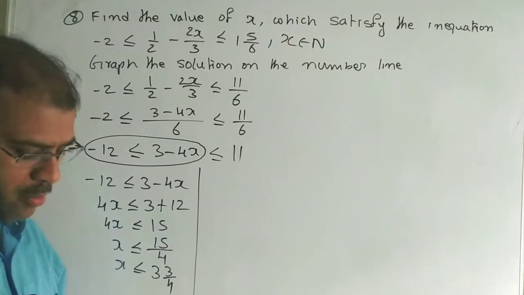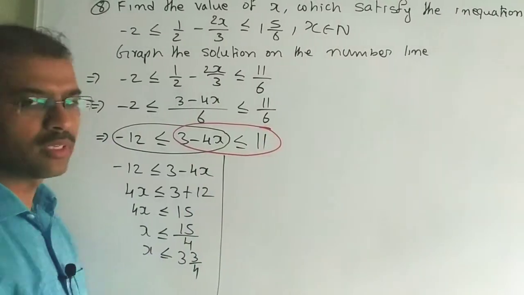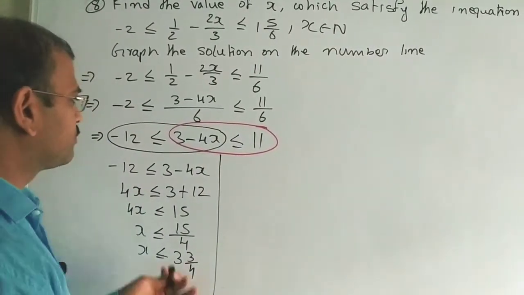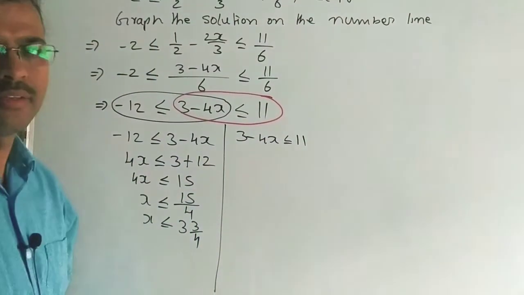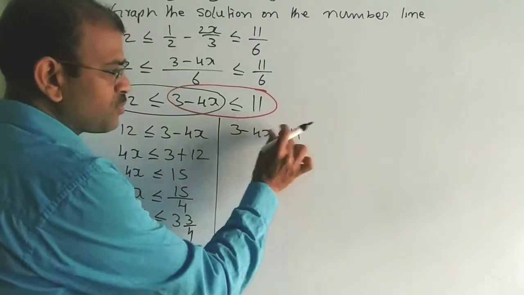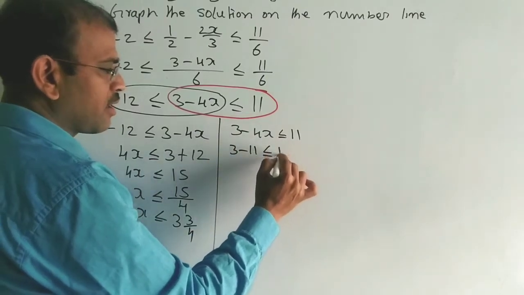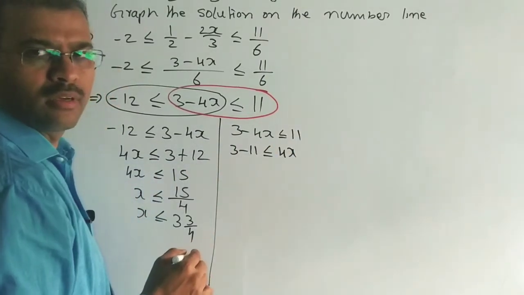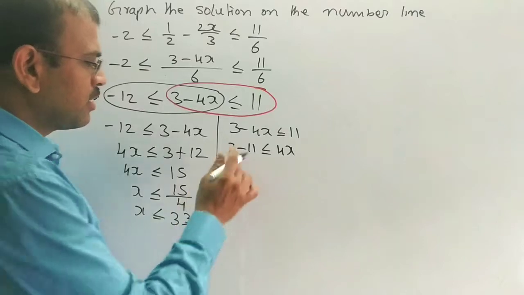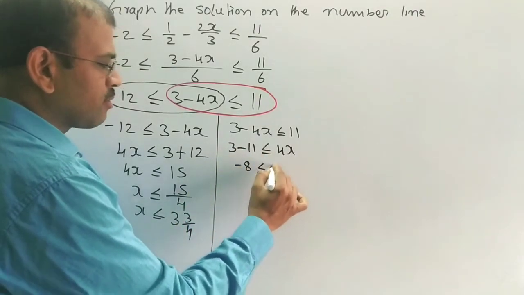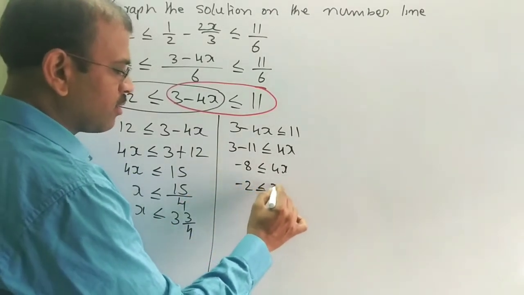Now look at the second part. For the second part I am going to take this part: 3 - 4x ≤ 11. Now take the -4x to that side and bring the 11 to this side: 3 - 11 ≤ 4x. Here, how much will you get? -8 ≤ 4x. Divide this entire thing by 4: -2 ≤ x.